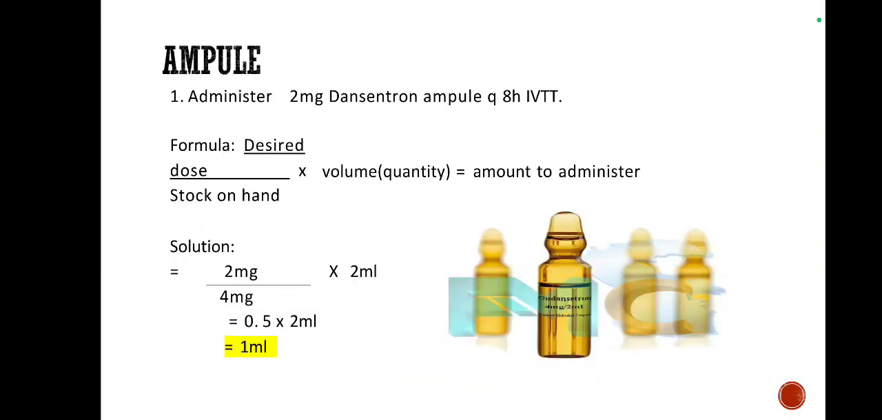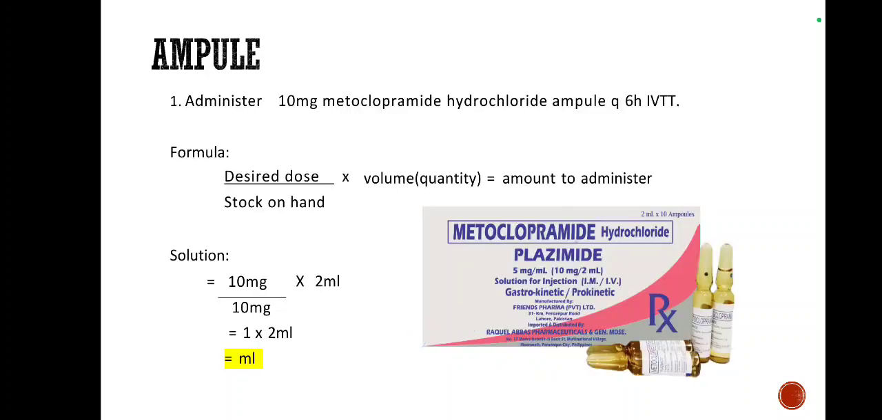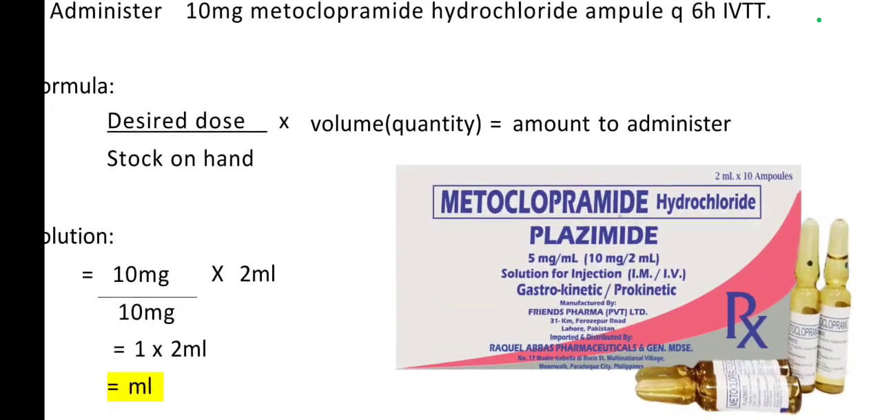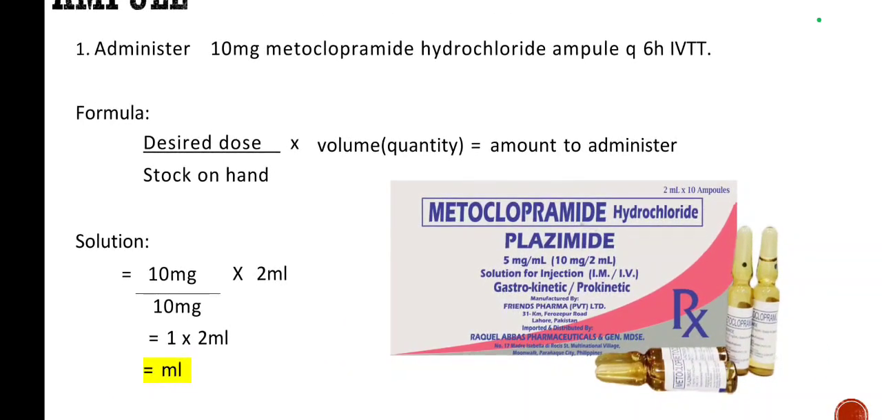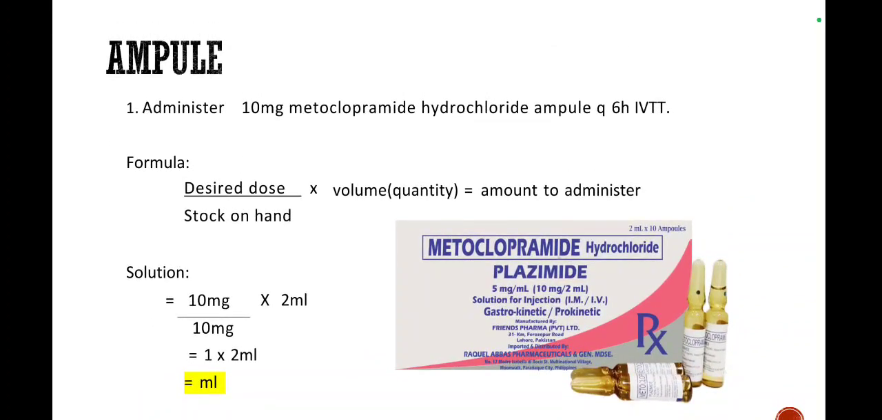Okay, so for the ampule, for example, administer 2 milligrams of an ampule. The desired dose is 2 milligrams, and the stock on hand is 4 milligrams in 2 ml. So 2 divided by 4 is 0.5, times 2 is 1 ml. Another example, we have 10 milligrams of metoclopramide. The desired dose is 10 milligrams, and the stock on hand is 5 milligrams per ml, so in 2 ml there is 10 milligrams. So 10 divided by 10 is 1, times 2, meaning 2 ml is the desired dose.